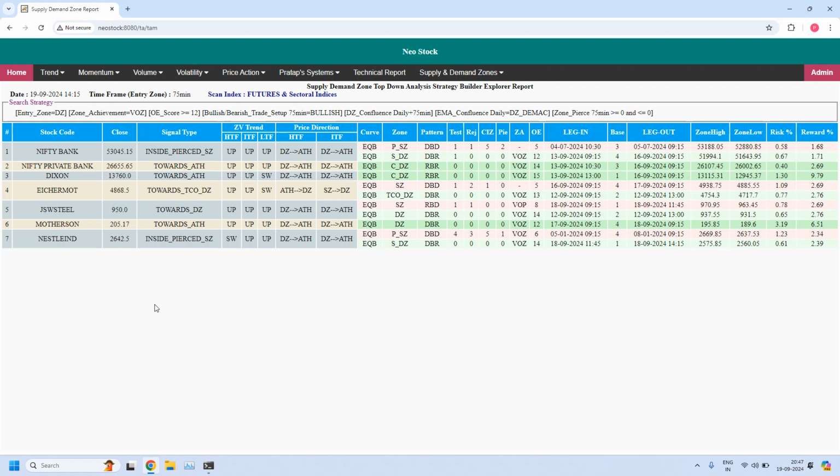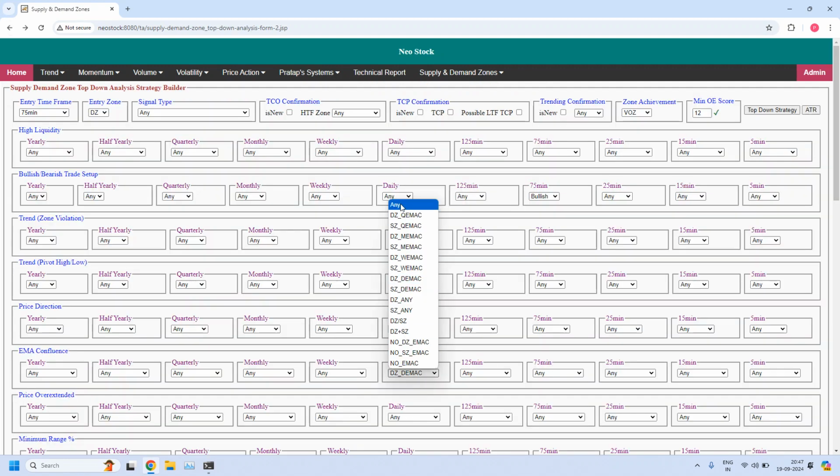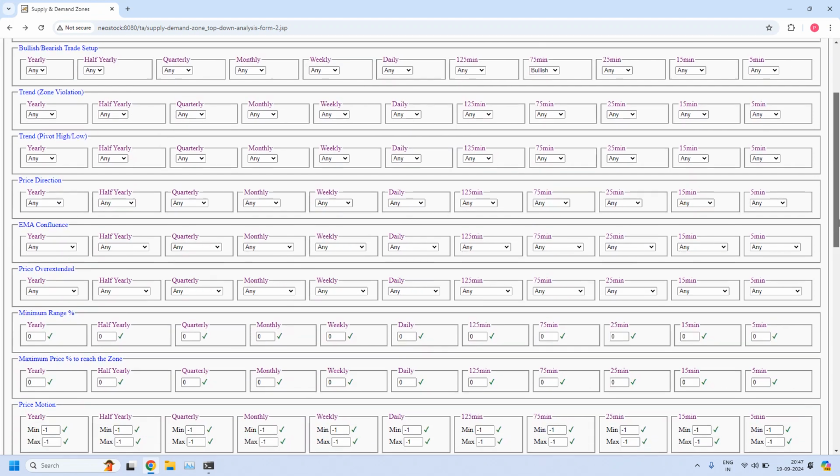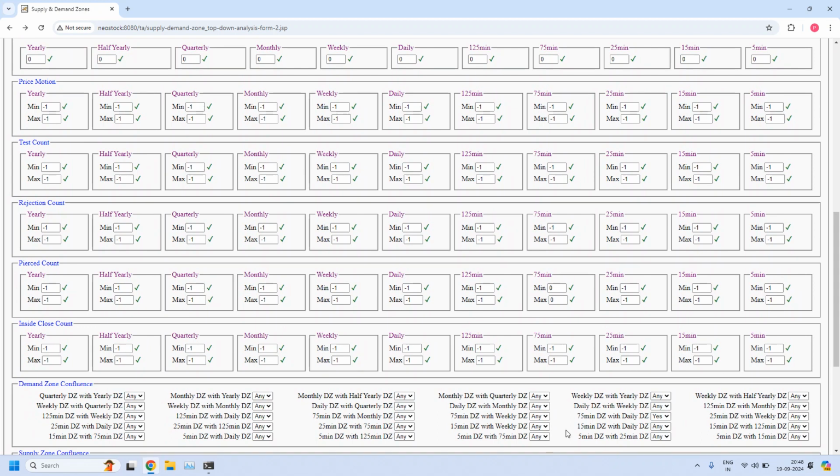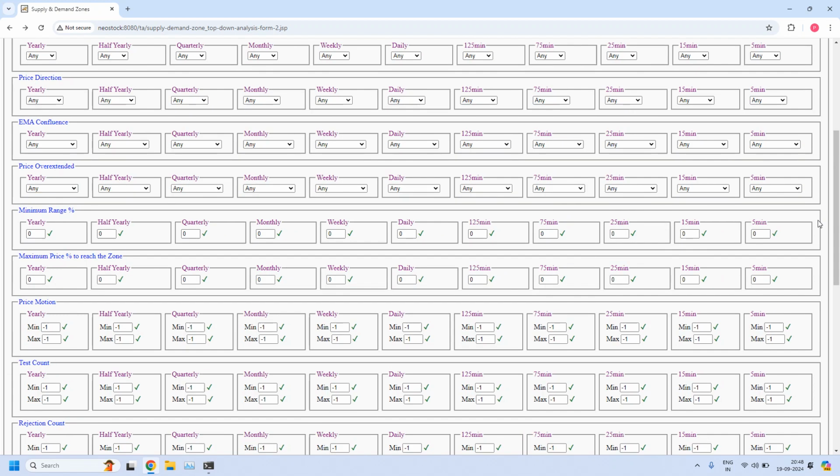Okay, so next let us look for LTF, ITF, HTF demand zone confluence. First we need to remove this EMA filter. I removed it. And let's enable all the 3 filters. One is already enabled, that is the 75 minutes demand zone with daily demand zone. Next, 75 minutes demand zone with weekly demand zone I am enabling. And daily demand zone with weekly demand zone confluence also I am enabling, with all the 3 filters LTF, ITF, HTF. That means the 75 minutes zone is part of the daily zone, and 75 and daily together are part of the weekly zone.